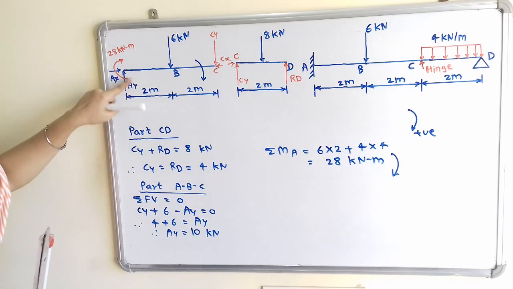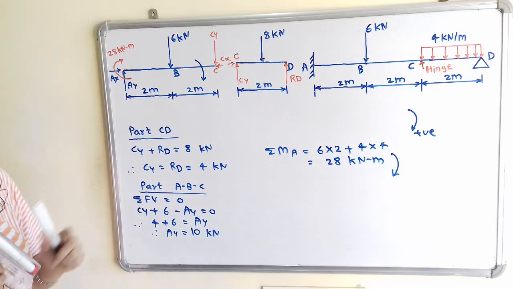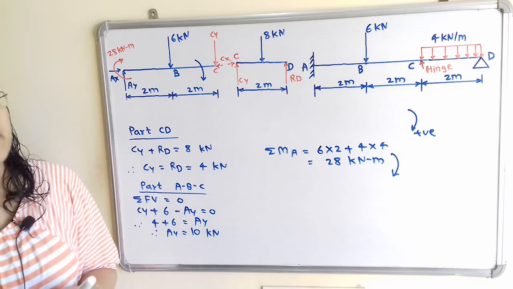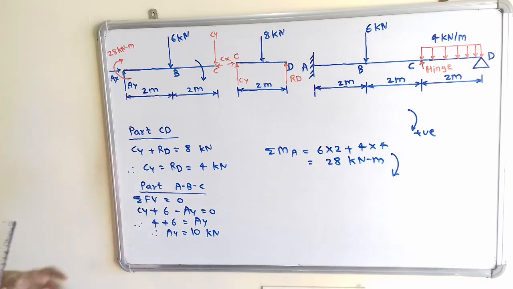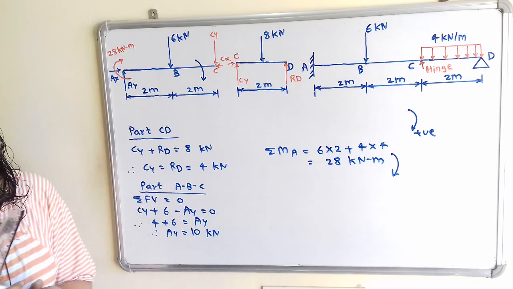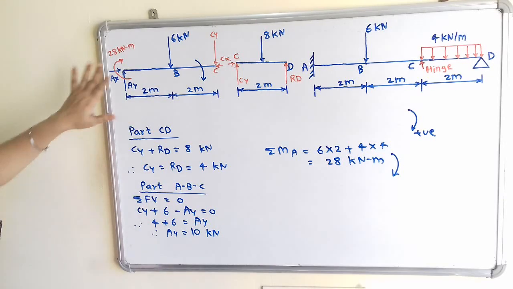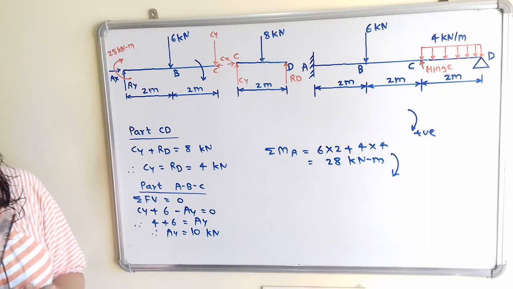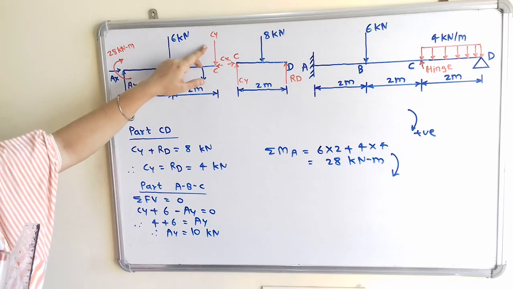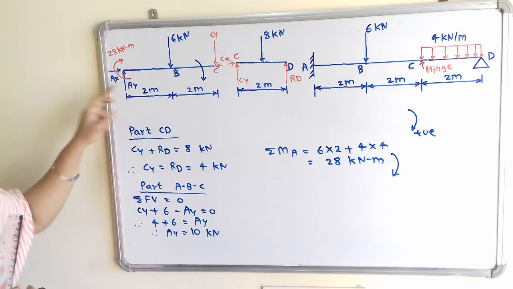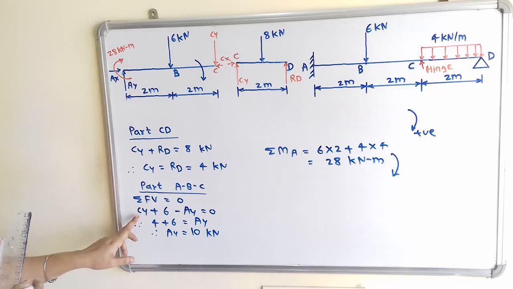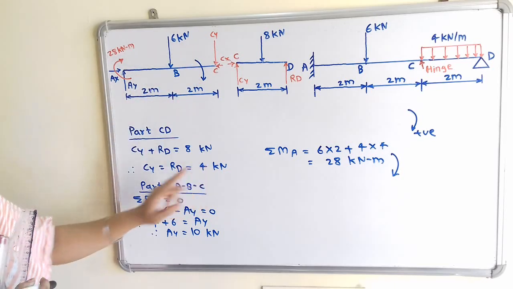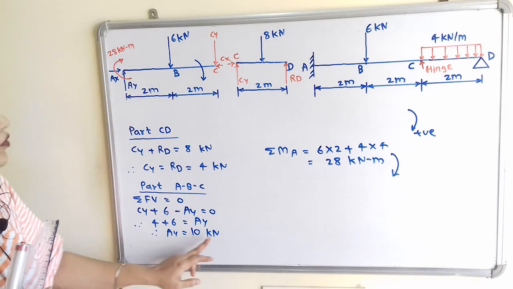Now this value of Ay is unknown. So how to calculate this? If we consider this part ABC in equilibrium, then the summation of all vertical forces is equal to 0. Which are the vertical forces? Cy, then 6, and this Ay. We will take the positive sign for downward direction and negative sign for the upward direction. So Cy plus 6 minus Ay is equal to 0, where Cy is equal to 4. Therefore Ay is equal to 10 kilonewton.